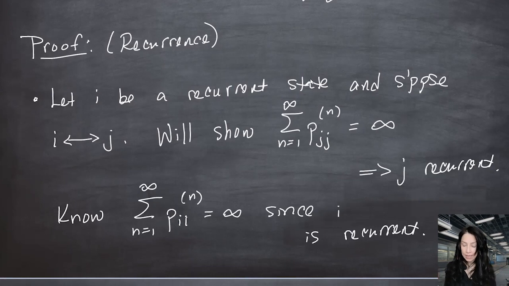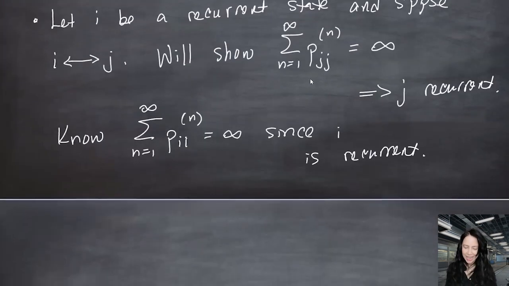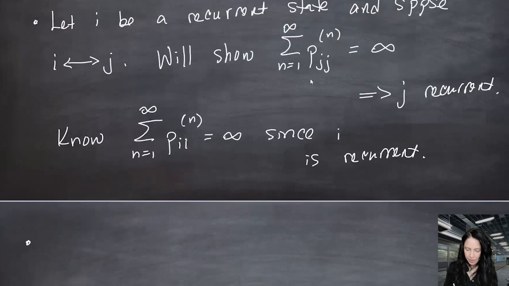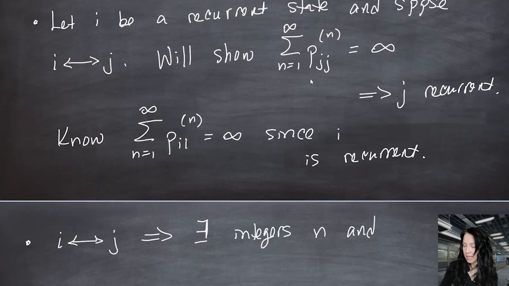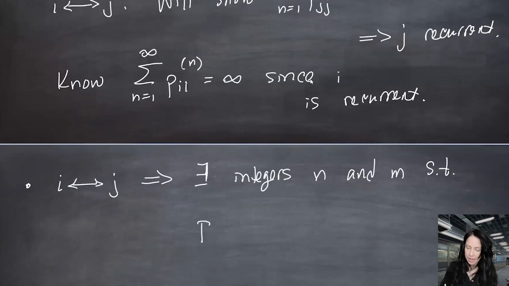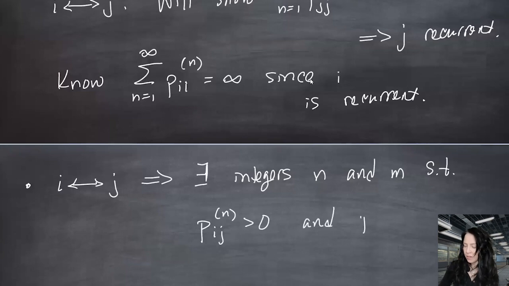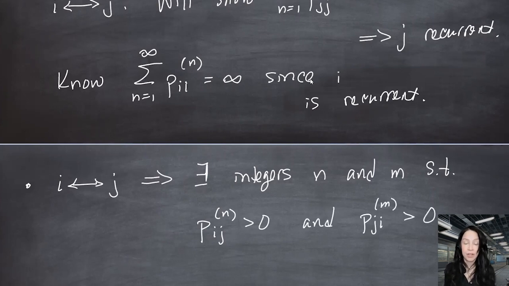Okay, so how can we get the infinite sum for the J? We should probably use the communication. So I communicates with J implies there exists, I'm going to start being a little more mathy, that backwards capital E, it means there exists positive integers N and M, such that I can go from I to J in N steps with some positive probability, and I can go from J to I in M steps with some positive probability. That's the definition of communication.